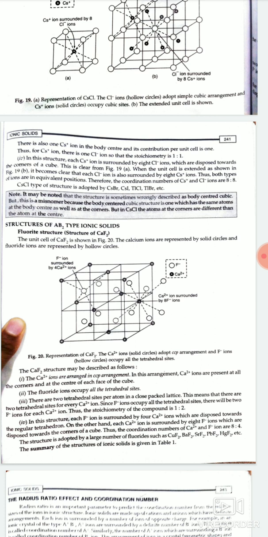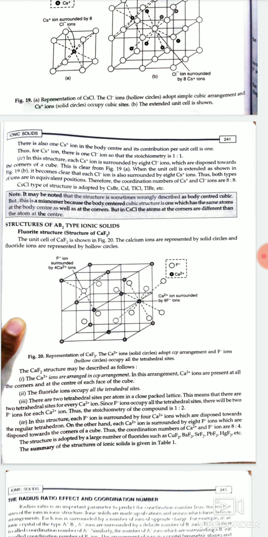Now is the structure of AB2 type ionic solids. First is the fluorite structure of CaF2. The unit cell of CaF2 is shown in the figure. The calcium ions are represented by solid circles and fluoride ions are represented by hollow circles. The CaF2 structure may be described as follows. Firstly, the calcium ions are arranged in CCP arrangement. In this arrangement, Ca2+ ions are present at all the corners and at the center of each face of the cube. Secondly, the fluoride ions occupy all the tetrahedral sites.